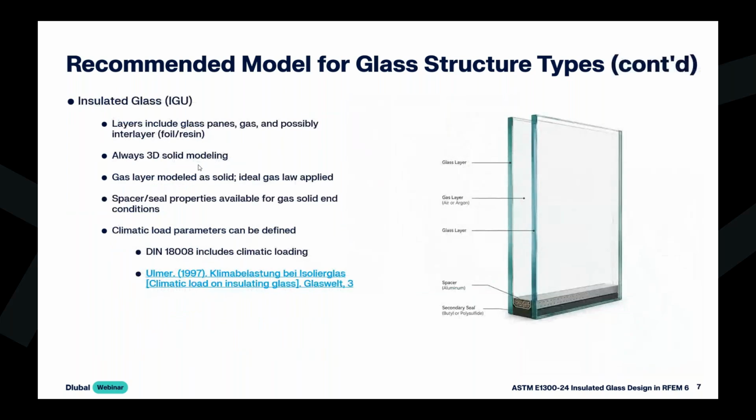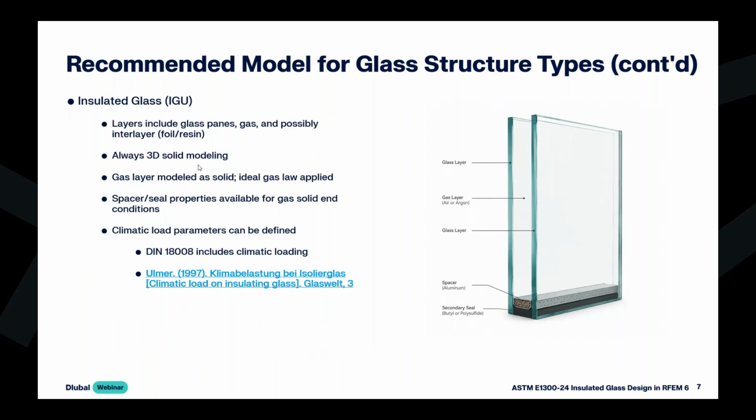So the third type is going to be insulated glass. And this is essentially where we have layers that include the glass panes. We also have a gas layer and then possibly inner layers such as that foil or resin again. And for this it is always 3D modeling. We have no other option to run a 2D surface element. We always have to run with these three-dimensional solid objects. And this is because that gas layer is modeled as a solid where the ideal gas law is applied.